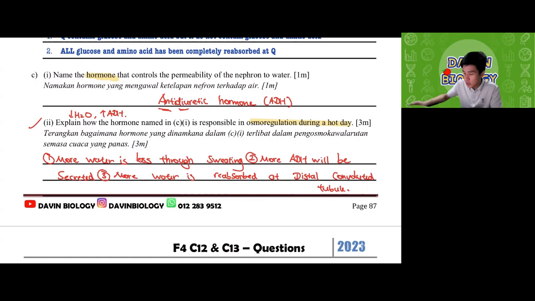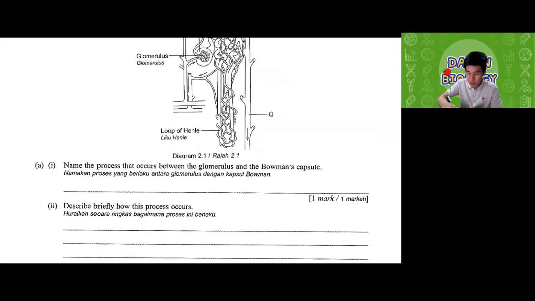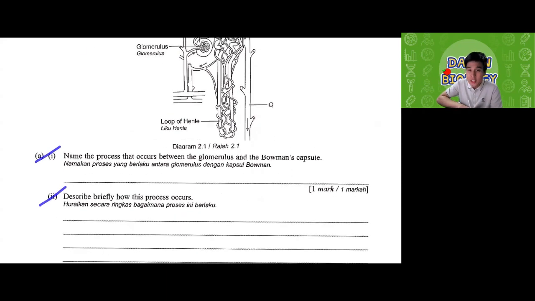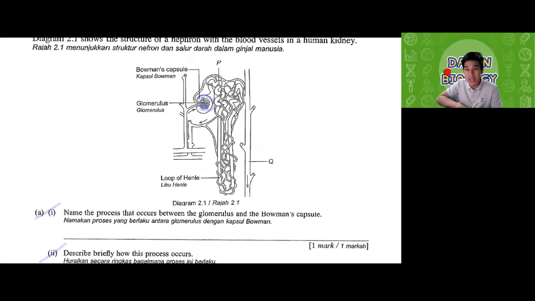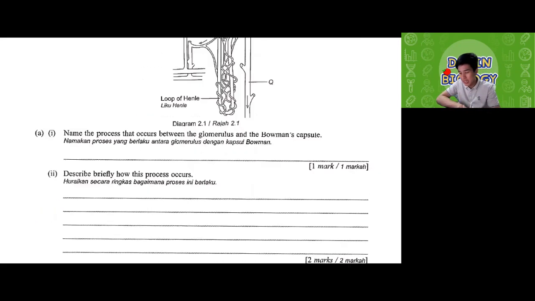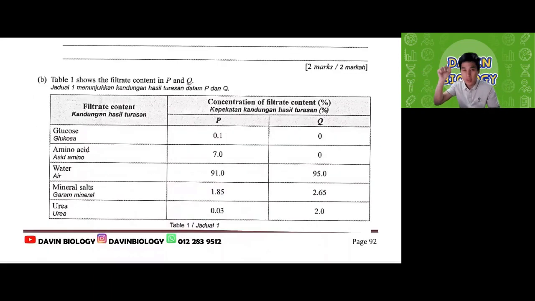Next, page 92. So this question, they're asking the same thing. You do it yourself later because it's the same. They ask about the process that takes place in the glomerulus and Bowman's capsule. So, glomerulus and Bowman's capsule, the same thing. Ultrafiltration. Explain the process, same as just now: big afferent to small efferent, high pressure, and so on. Okay, this one, the next thing I want to do.